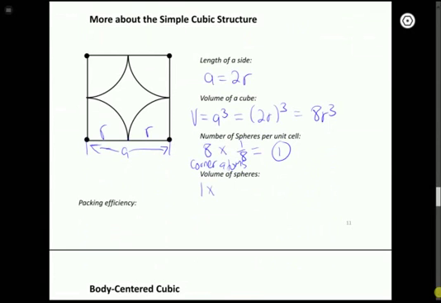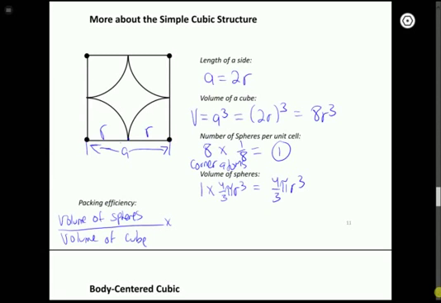So our unit cell has 1 atom, and that means the volume of the spheres in the unit cell, we have 1 of them. The volume of a sphere is 4/3 pi r cubed, where r is the radius of that atom. So the volume that's occupied by the atoms themselves is 4/3 pi r cubed. To define a packing efficiency, we're going to take the volume of those spheres, the volume of the atoms themselves, divide that by the total available volume in the cube, and multiply it by 100. This tells us what percentage of the cube's volume is actually occupied by the atoms.